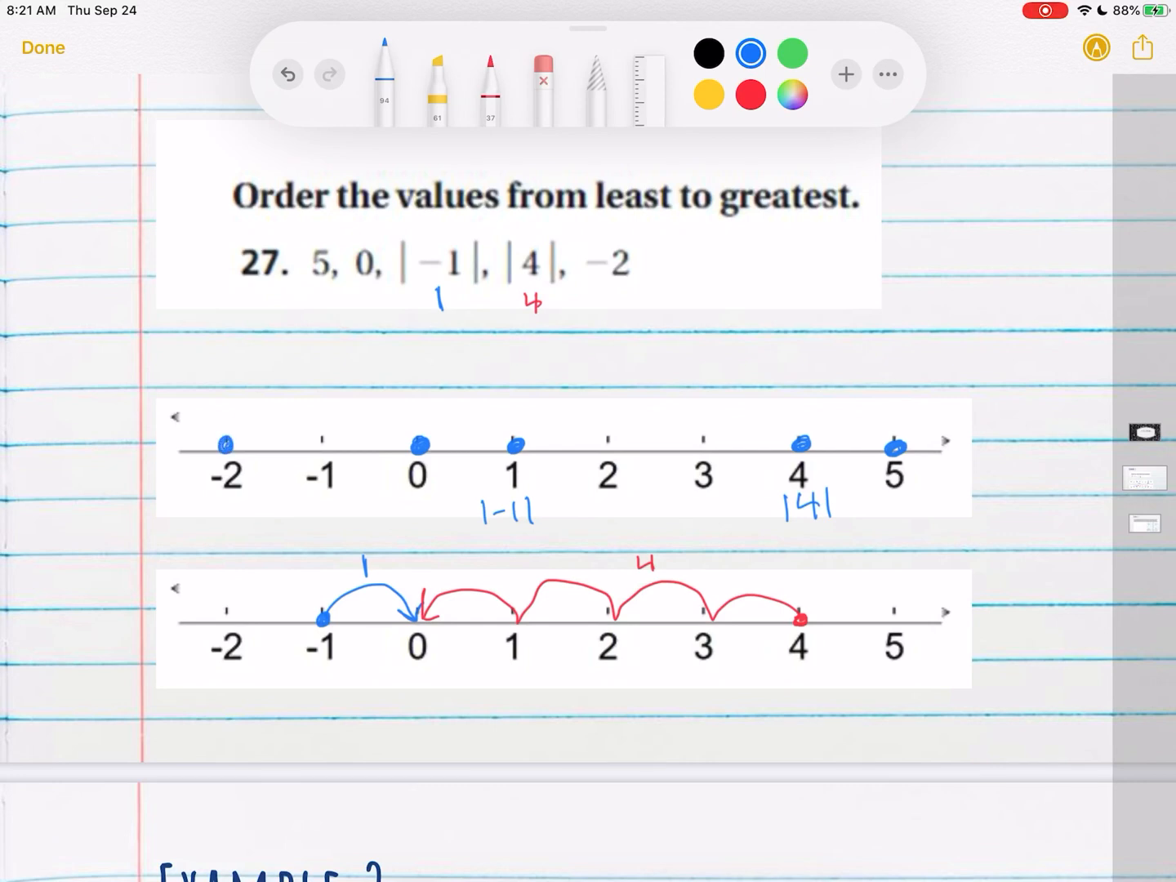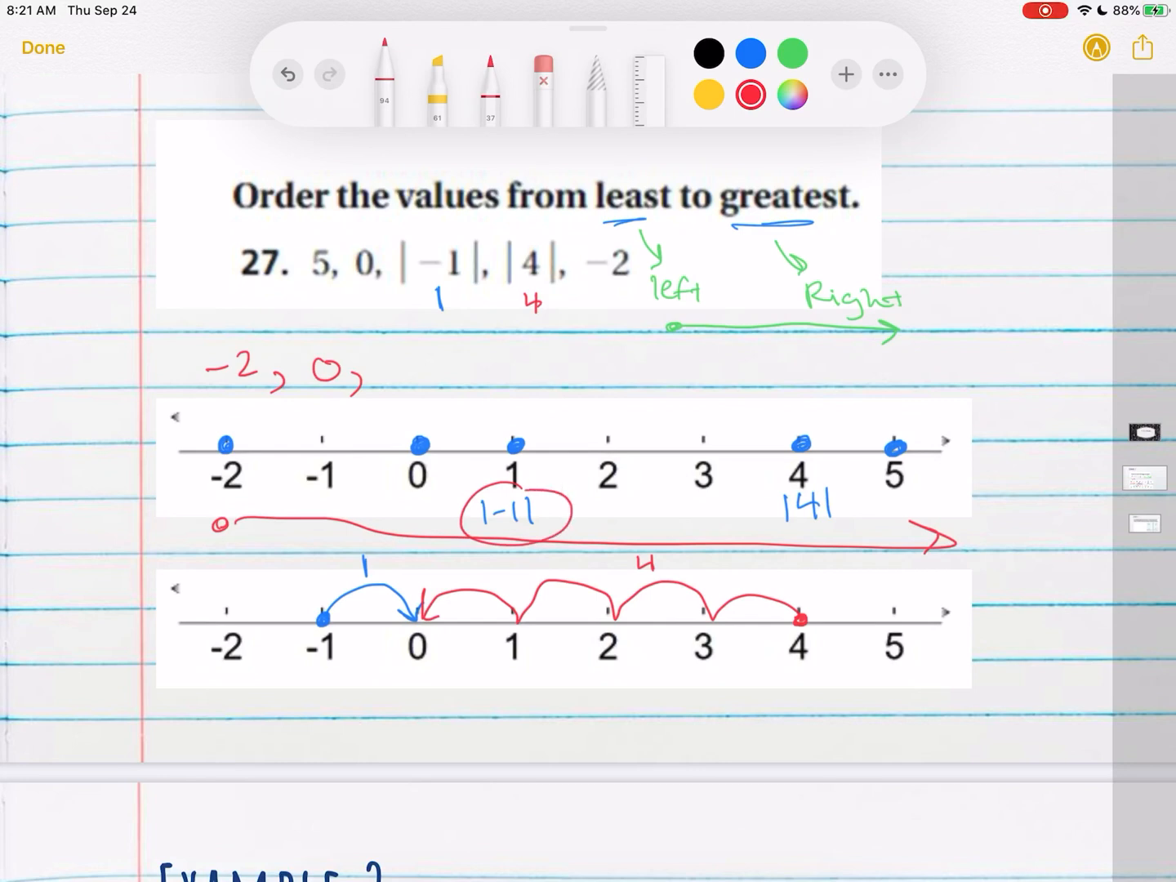Now again, let's just decode this least to greatest. Well, our least numbers are on our left, our greatest are on our right. So I'm going to put them in order from left to right, okay? So let's see, my leftmost number, I'm going to start over here and I'm going to go that way and I'm going to write them. It would be -2. Then let's see, it would be 0. Then remember the absolute value of -1. I'm not writing 1, I'm writing the absolute value of -1. Then absolute value of 4. And then 5. And that is in order from least to greatest.